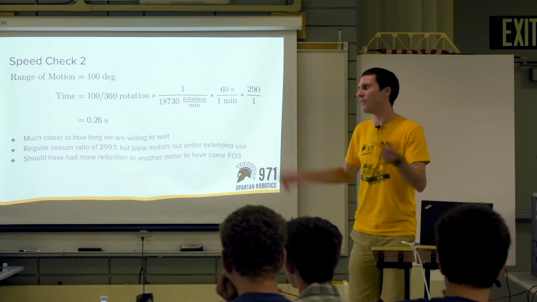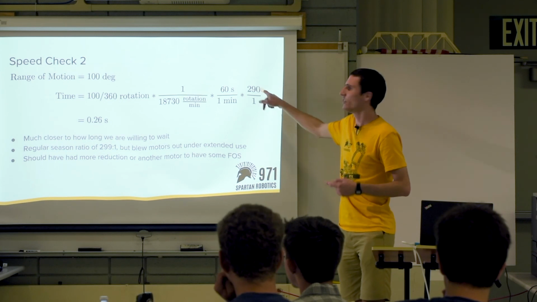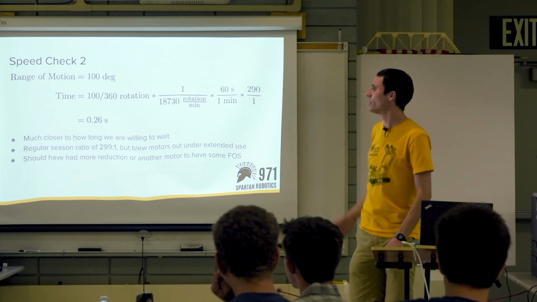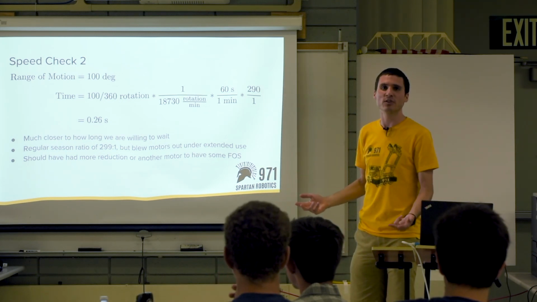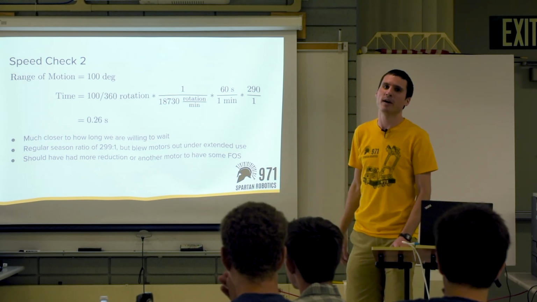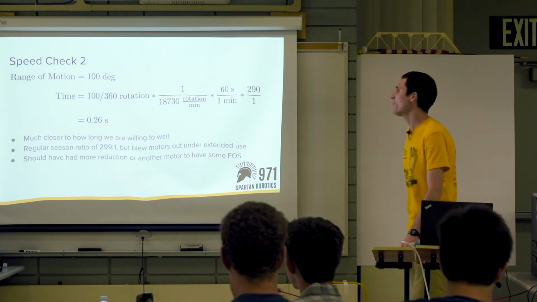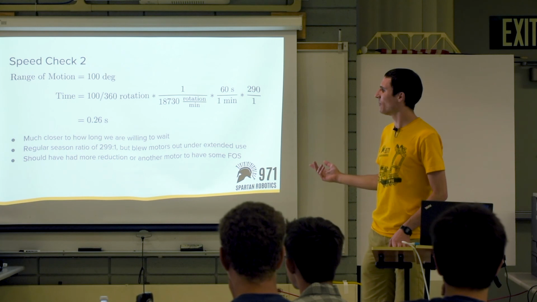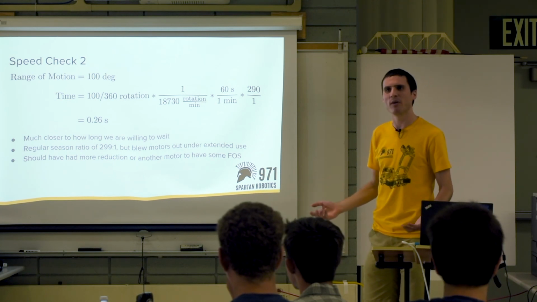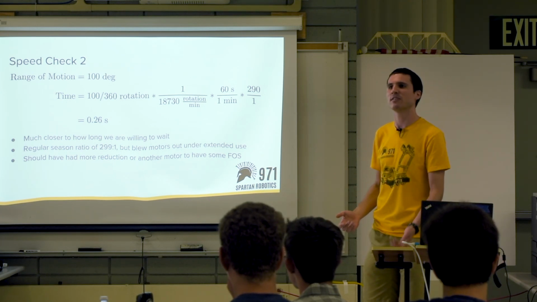It doubles the torque. So if we use the same ratio, this 290 to 1 ratio, we'd have a factor of safety of 2. We probably would never have blown a motor that way. The way we like to design robots is that we shouldn't ever blow a motor. It just takes a lot of time to replace, and it's kind of obnoxious.